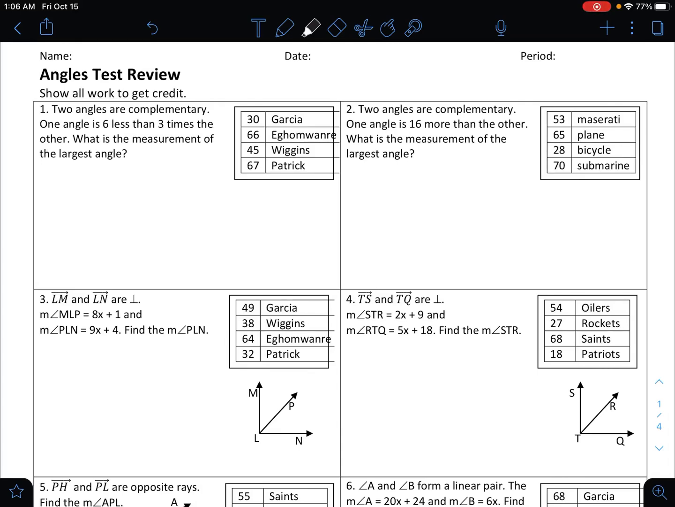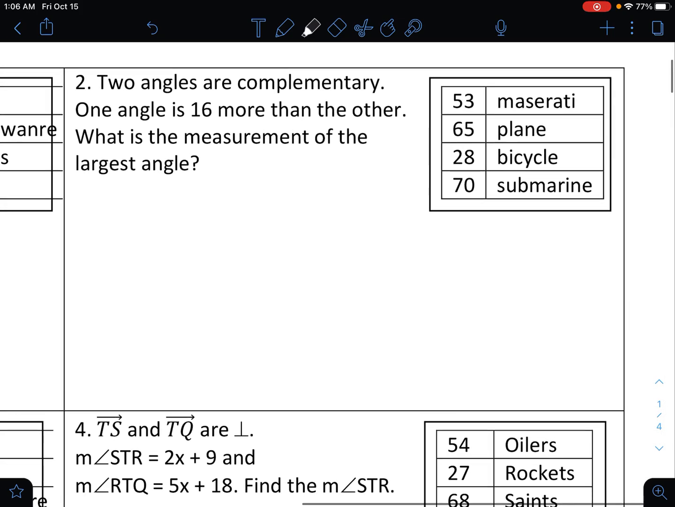Angles test review. You guys are going to be responsible for doing the odd problems. I'm going to go ahead and do the evens. Two angles are complementary, so don't forget complementary means we're going to have a part plus part equals 90 problem. One angle is 16 more than the other. What is the measure of the largest angle?